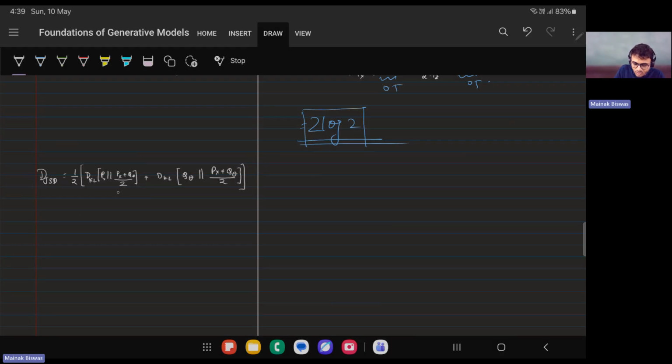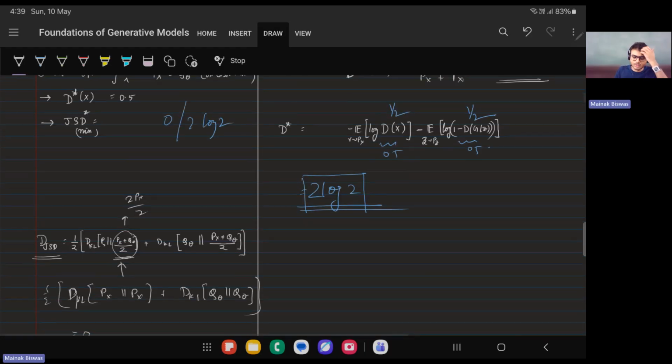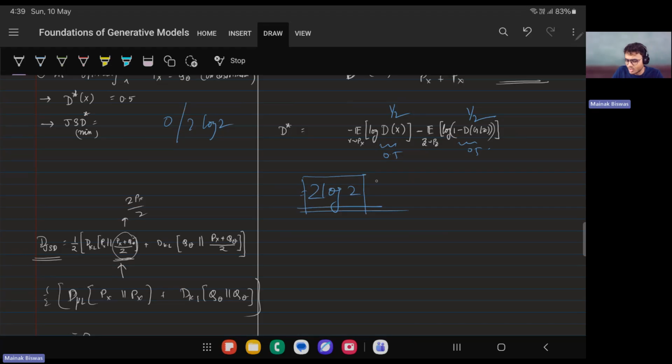So now if you remove the offset, then it's equal to the JS divergence, and this becomes px, because px plus qx by 2 is 2px by 2, and this is DKL plus DKL of q theta. So this is 0. If you remove the offset, it can be 0, depending on whether the offset is present or not. Mostly the offset is not present, so people in the literature say that the loss at optimality is 2 log 2.